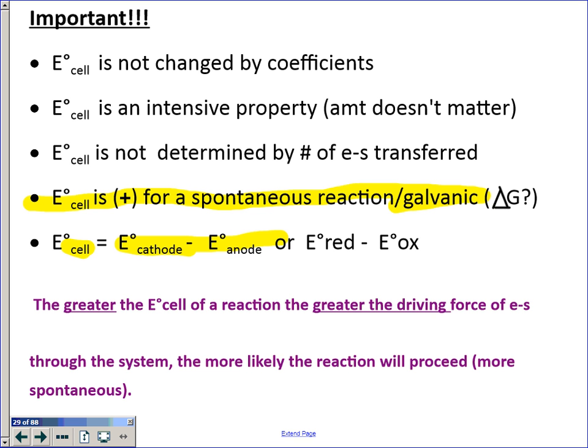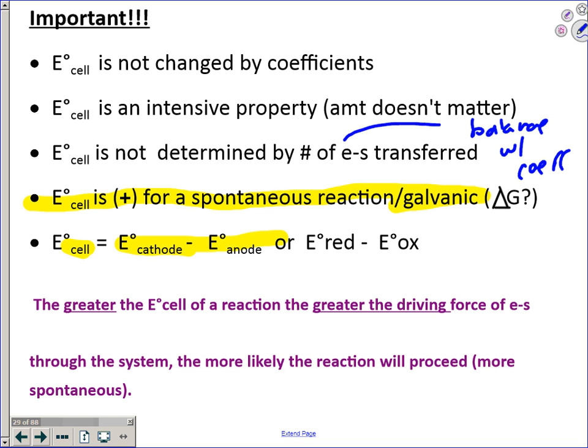It's that amount doesn't matter, meaning if I have a huge galvanic cell or a small galvanic cell, the size of the electrode doesn't matter. It's more about the surface area, actually. But the size of the electrode does not matter, so the E cell is just based on those conditions we mentioned previously. And it's not determined by the number of electrons transferred. You know how we usually balance with coefficients, and we'll say, oh, 2 are transferred here, 3 are transferred here, so that's a total of 6? That does not affect E cell.